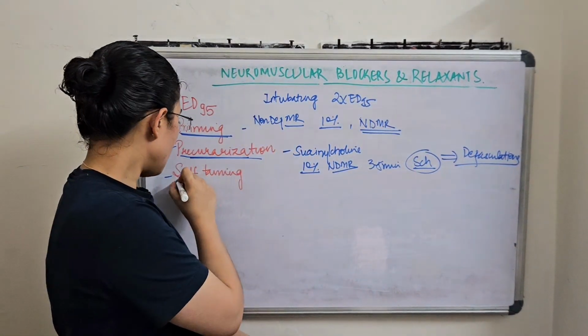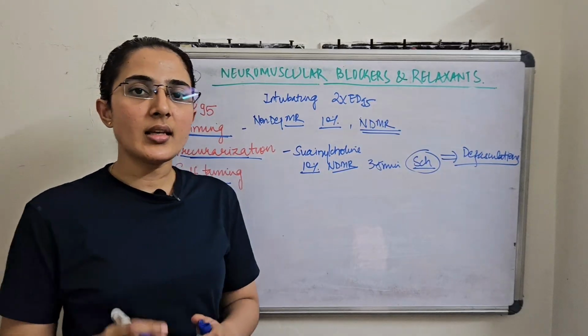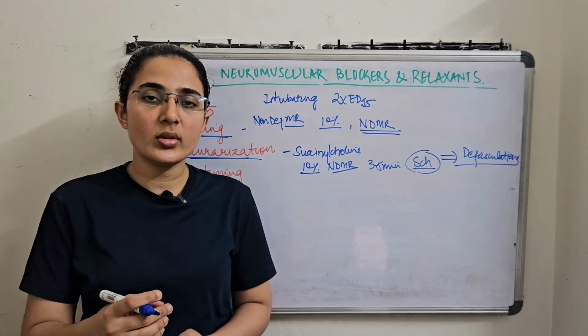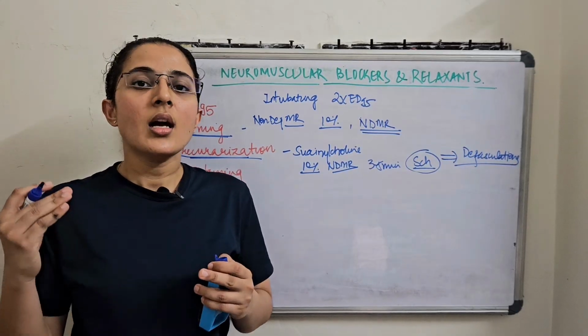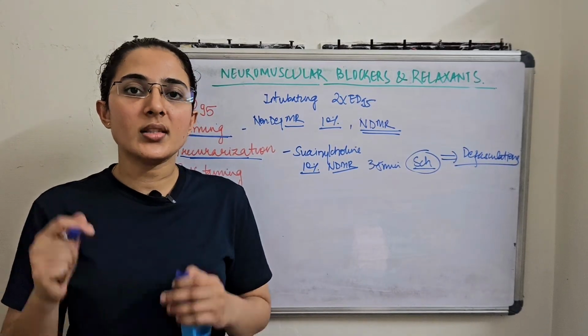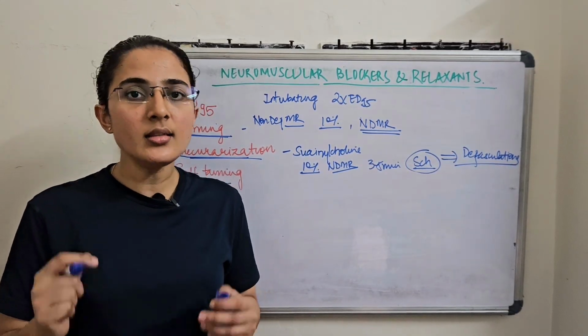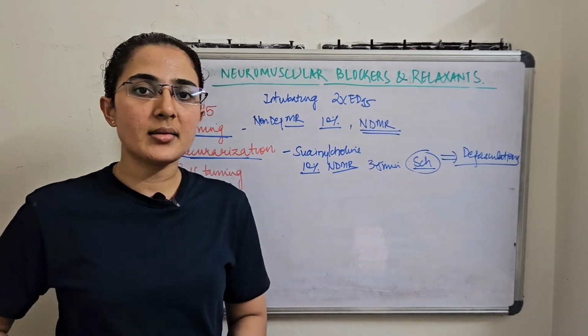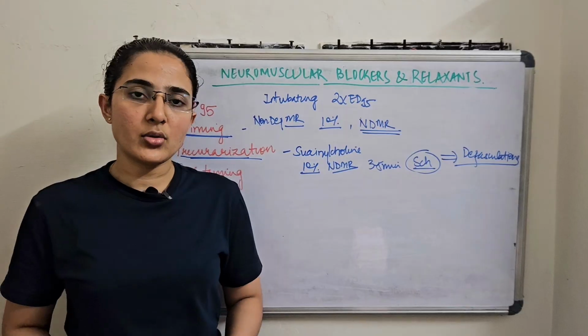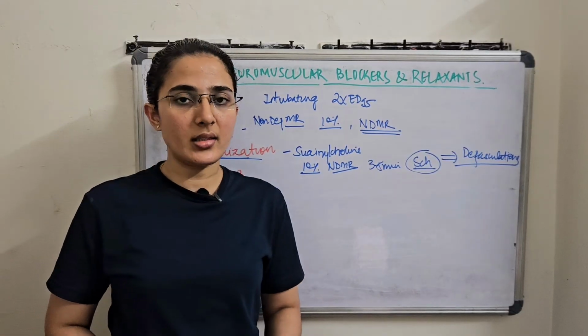Next we come to self-taming, that is giving a small dosage of succinylcholine, about 1/10 or 10%, prior to giving the entire intubating dose of succinylcholine. This is called self-taming. So these are the important things we have to know prior to moving on to the non-depolarizing muscle relaxants.